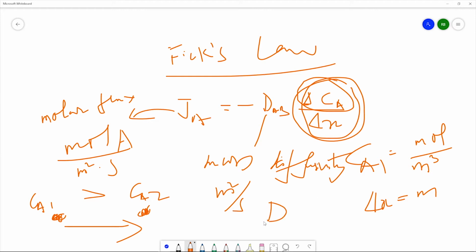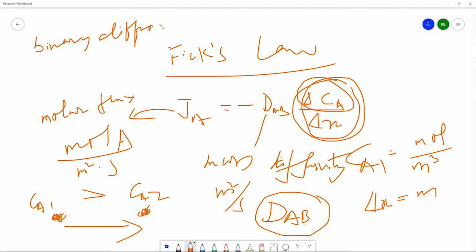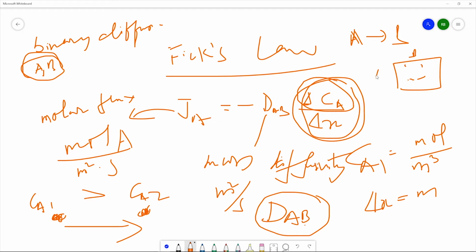Why do we write DAB? What do you mean by A and B? Fick's law is generally for binary diffusion. Binary means we have two species, like let's say A and B molecules. They are diffusing in each other, or one in the other. So we have two species A and B. Let's say A is diffusing into B. Let's say I have a B gas here, only B gas. At this point I have a concentration of CA1, and at this point I have CA2. Let's say CA1 is greater than CA2. So definitely these species A molecules try to diffuse from this point to this point, because there is a concentration gradient.